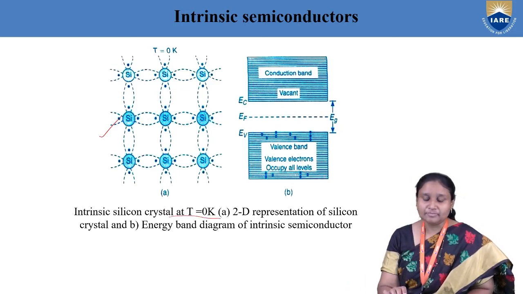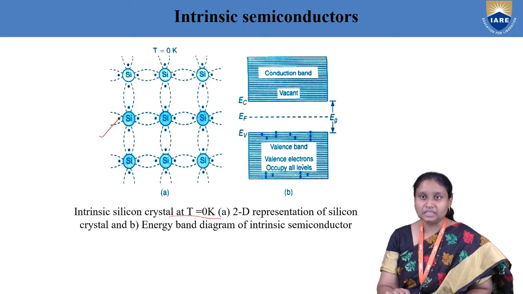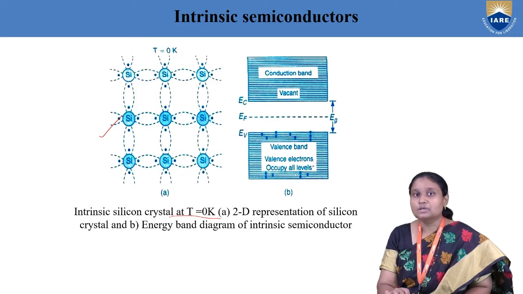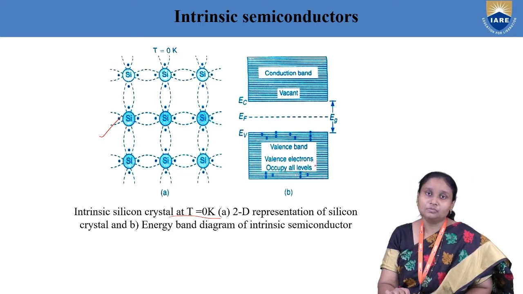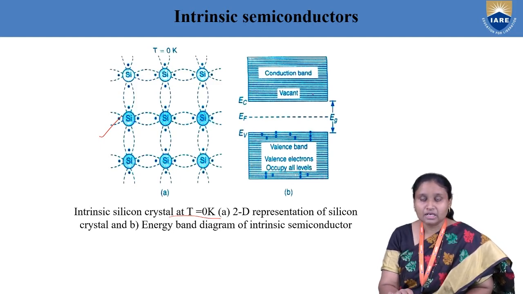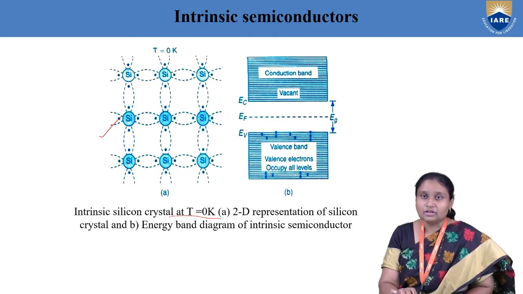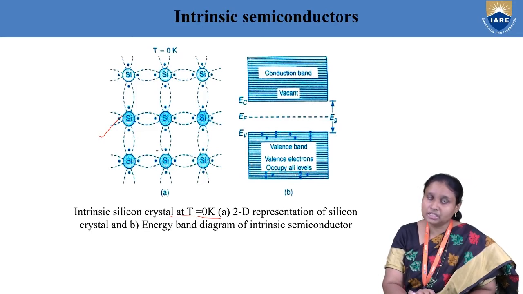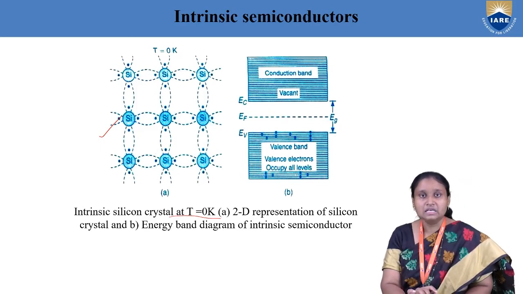Now if you see this energy band diagram, the valence band is completely filled. The valence band consists of a series of energy levels occupied by valence electrons. Because the valence electrons are strongly attracted towards the nucleus, there won't be any electrons in the conduction band. Our conduction band will be vacant at normal temperature, whereas the valence band will be completely filled. So there are no free electrons, as all electrons are taking part in covalent bond formation. That's why they behave as insulators.